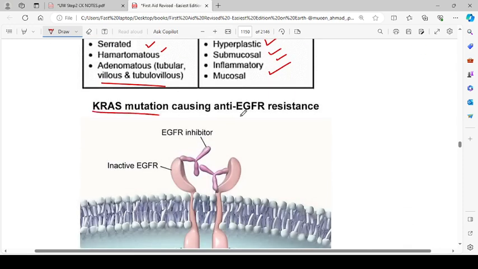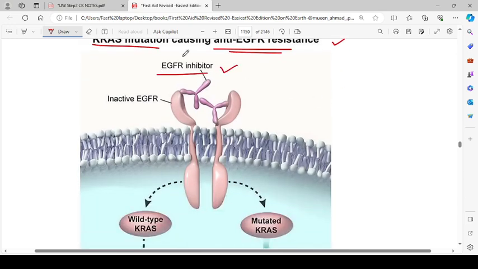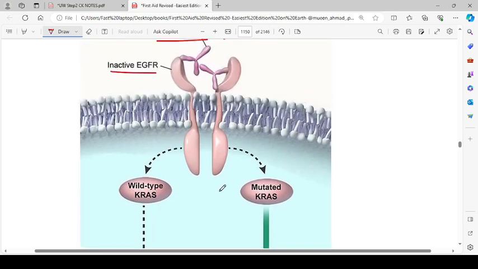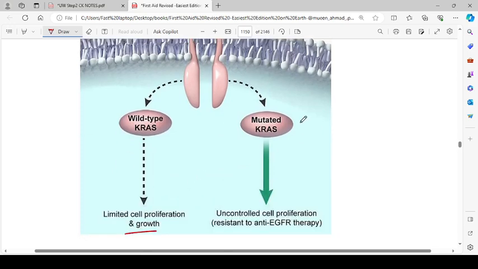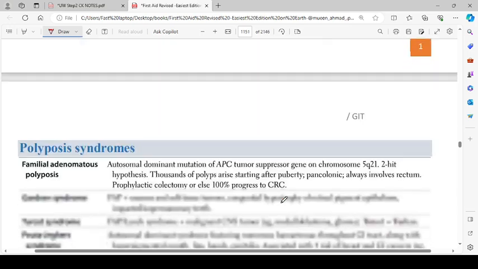Now let's talk about KRAS mutation causing anti-EGFR resistance. The EGFR inhibitors are the drugs that we administer, and they inactivate the EGFR. In wild type KRAS, limited cell growth and proliferation occurs in response to the EGFR inhibitors. But the mutated KRAS does not require EGFR stimulation. It independently causes cell proliferation. So there is uncontrolled cell proliferation resistant to anti-EGFR therapy.